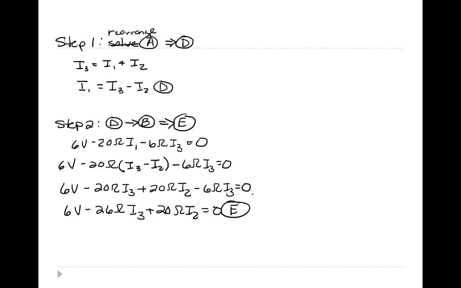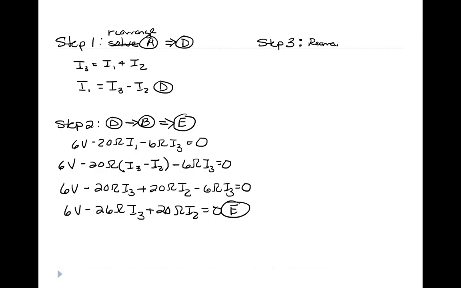Okay, so now I know the next thing I'm going to do is somehow combine E and B to try to eliminate one of the two remaining currents, I2 and I3. The way I'm going to choose to do this is the substitution method. For the substitution method, what I want to do is take one of my two equations, solve it for one of the variables, and then plug it into the other.